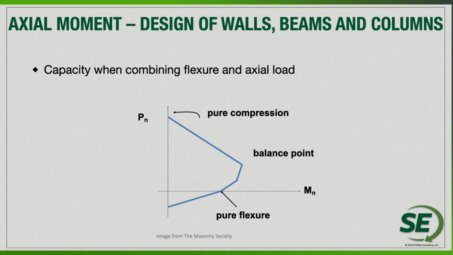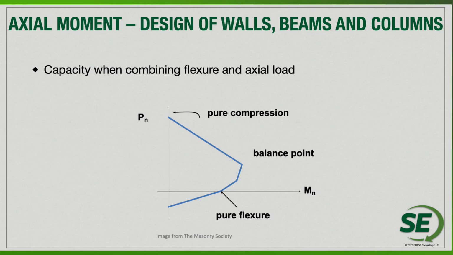The axial moment curve is certainly a very good curve to learn and understand. When we have pure flexure, we have a certain moment capacity when we have zero axial force. We also know that we have pure compression, which would be the overall axial force if we have zero moment. And then you can see the curve of the balance between the two.